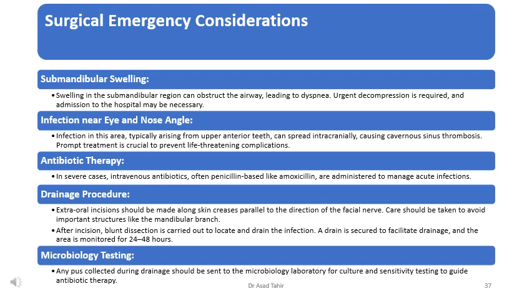Infection near eye and nose angle. Infection in this area, typically arising from upper teeth, can spread intracranially, causing cavernous sinus thrombosis. Prompt treatment is crucial to prevent life-threatening complications. Antibiotic therapy. In severe cases, intravenous antibiotics, often penicillin-based like amoxicillin, are administered to manage acute infections.